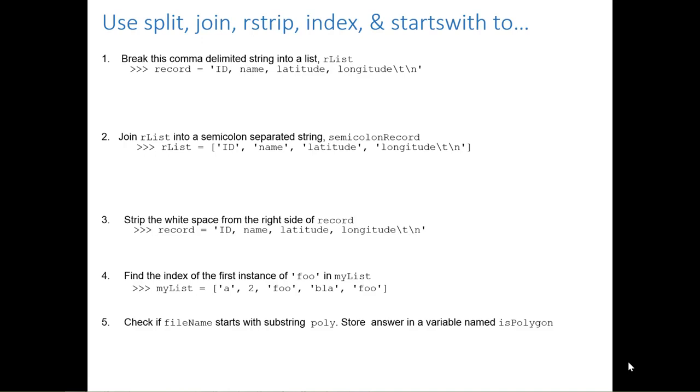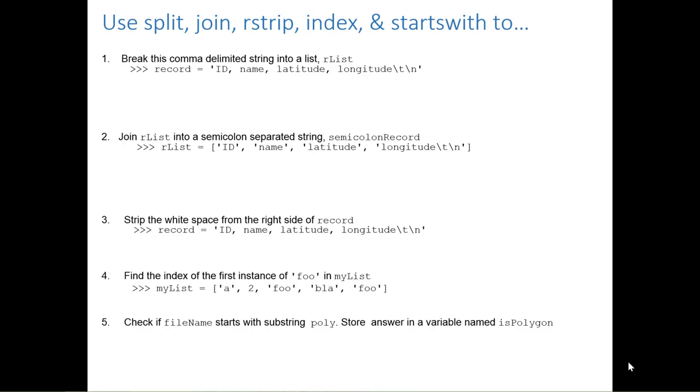To call these methods, you need to use dot notation, object.method. For example, you might write myString.upper if you want to return a value of the string in all uppercase letters. For each question on this slide, write a line of code that uses a string or list method and dot notation. The title of the slide provides the names of the methods you need to use in the same order that you need to use them: split, join, rstrip, index, and startswith.